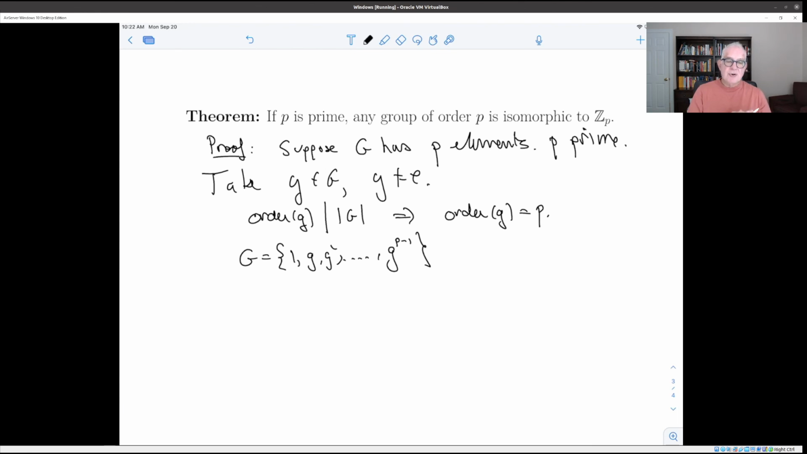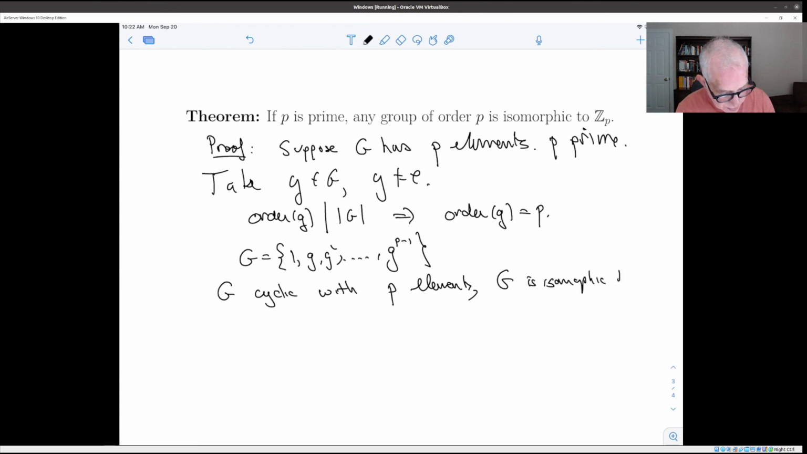So this is just a brief reminder of the fact that if you have a group with p elements, it's necessarily cyclic. But by the previous result, if you have a cyclic group with p elements, it's necessarily isomorphic to Zp. So since G is cyclic with p elements, G is isomorphic to Z mod p.